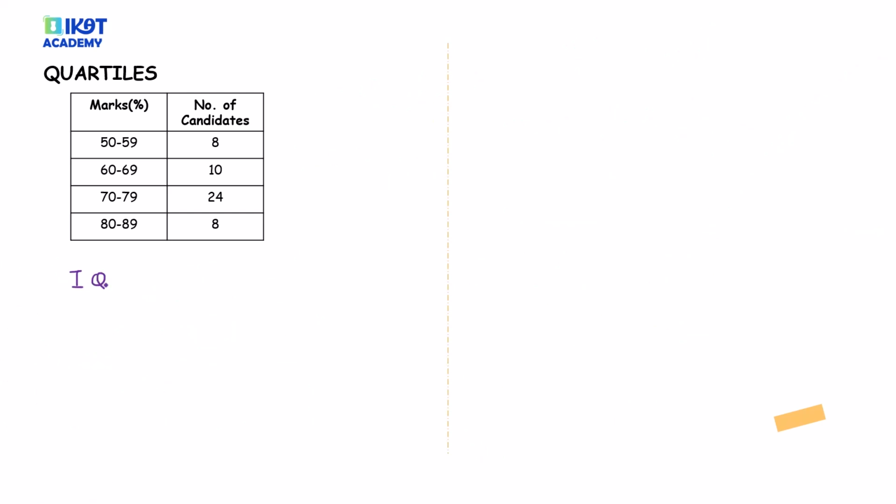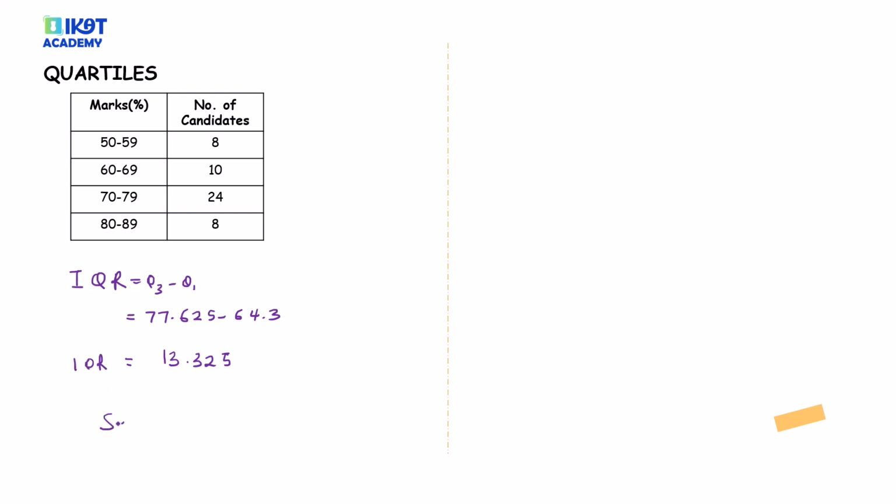Now something small, let me not write it. We have something called the interquartile range. We said it's Q3 minus Q1. So here we can find it by saying this is going to be 77.625 minus 64.3. What do you get? You get 13.325. This is the interquartile range.